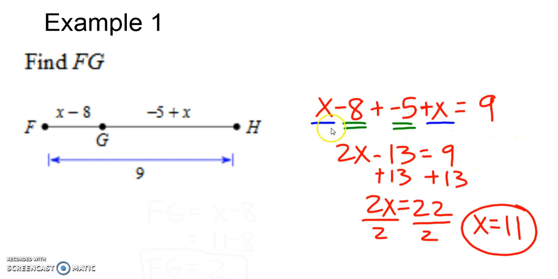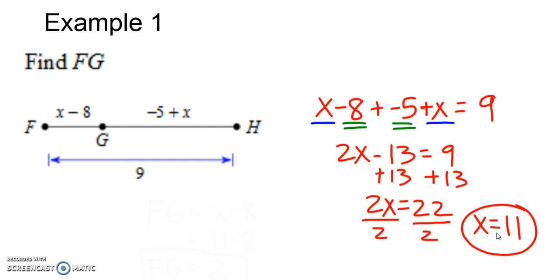So I combined my two x's, and that's how I got 2x. I combined my negative 8 and negative 5. That's how I got negative 13. Then I added 13 to both sides to do the opposite and cancel this negative 13. I got 2x equals 22. And then the last step, I divided both sides by 2 and got x equals 11.